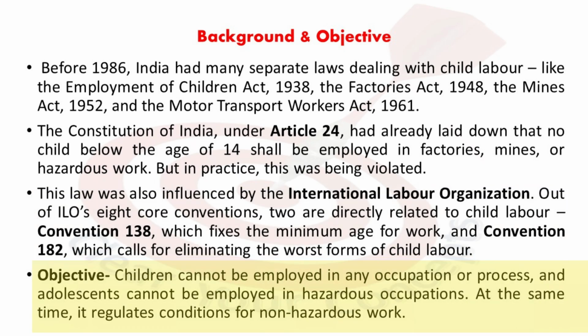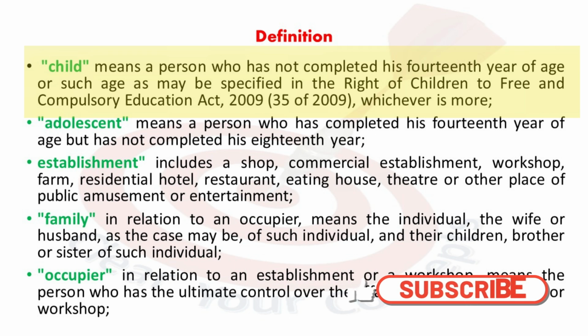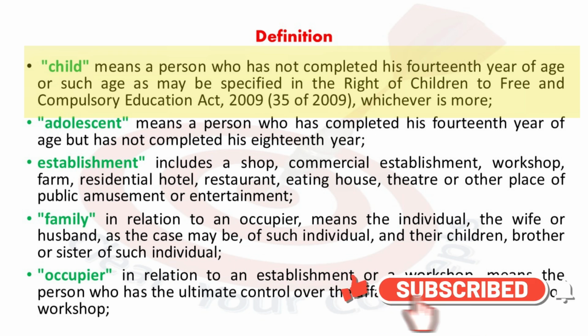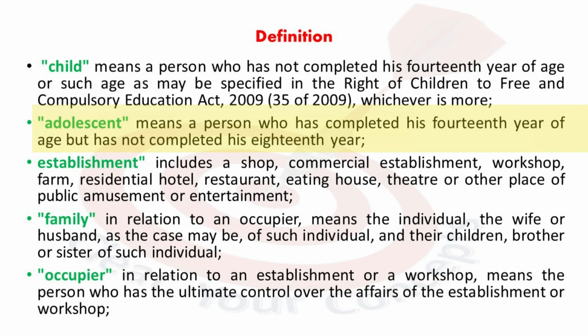Now, let's turn to the objectives of the Act. It clearly states, children cannot be employed in any occupation or process, and adolescents cannot be employed in hazardous occupations. At the same time, it regulates conditions for non-hazardous work. The Act is structured into 4 chapters, 1 schedule, and 26 sections. Chapter 1 deals with definitions. For instance, it defines a child as below 14 years, an adolescent as between 14 and 18, and occupier as the person with ultimate control over an establishment.